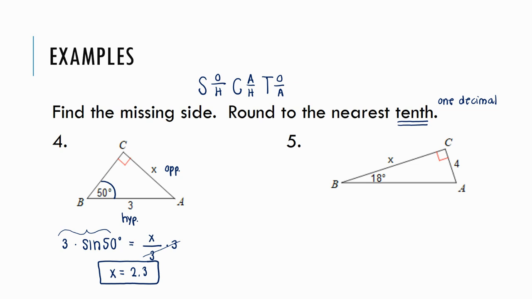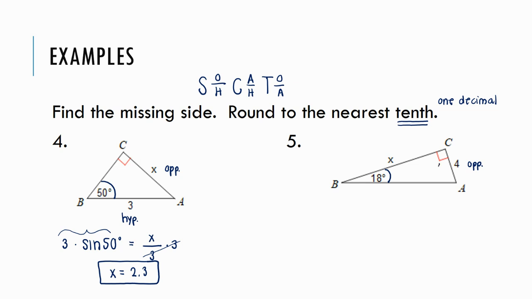Looking at the next example, notice that we are given an angle of 18. I want to know the two sides. How do they relate to 18? So 4 is directly across. That makes it the opposite.